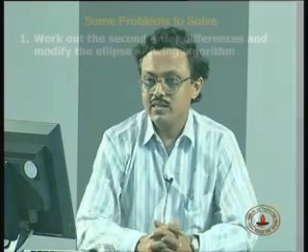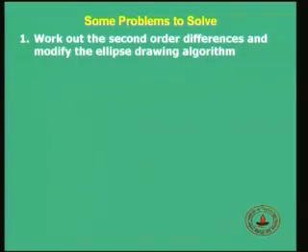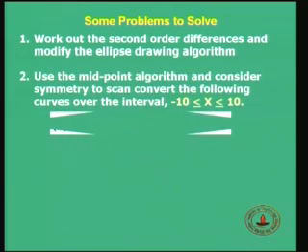I will list some problems to solve and take home. The first one I am talking about is: work out the second order differences and modify the ellipse drawing algorithm and come up with a version 2. Of course, this work should also include changing the initial value of the decision variable d to an integer. So, do that first and then look at second order differences and see if you can come up with a completely integer based algorithm for ellipse, as we have done in the case of a circle.